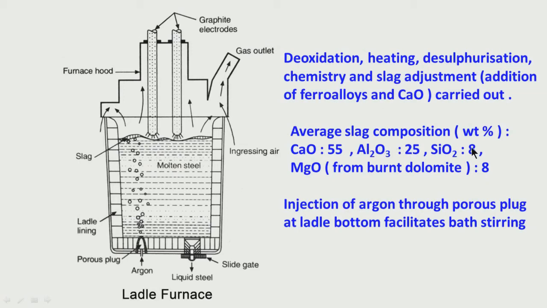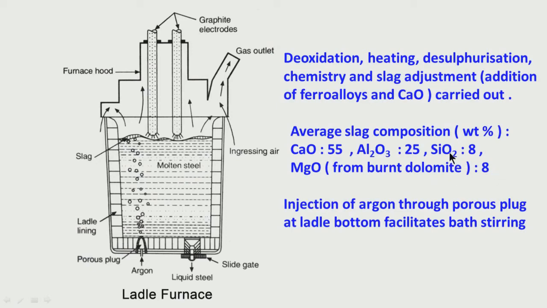Now, what is the average slag composition? This is again roughly I am telling you. There may be variation of 3-4%. So, calcium oxide is about 55%. I have told you that for getting good desulfurization you must have good basicity. So, calcium oxide is about 50 to 55%. Alumina is about 25%. Where is alumina coming from? Because we are adding aluminum for deoxidation. So, alumina is a deoxidation product. So, there is a good amount of alumina in the slag.